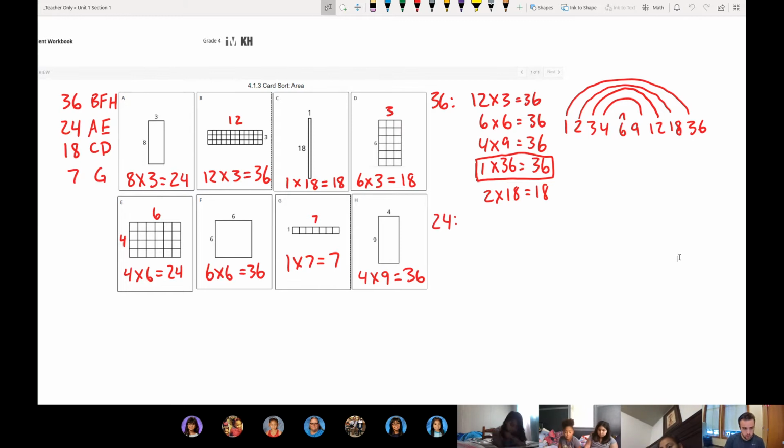Okay, what about 24? I see an 8 by 3. I see a 4 by 6. So if we were to make our factor rainbow, we'd have 3 and 8, 4 and 6. What's another factor pair that we can find? I see Malia's all over it, but I want to hear from someone different this time. Good job, Malia. Malia's already proven that she knows what she's doing here, so I want to make sure that other people show it too. What's another factor pair for 24?